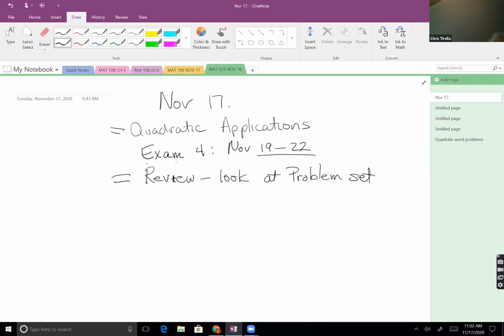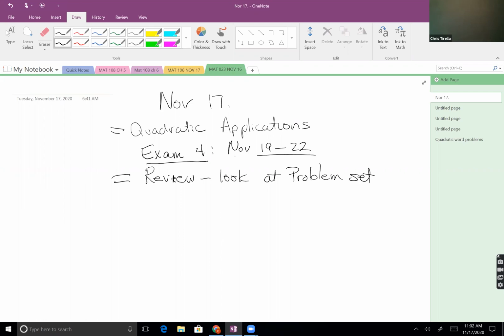And so that exam 4, I think on the schedule that I gave out at the beginning of the semester, said the exam was going to be on the 19th. And so it'll be available from the 19th till Sunday the 22nd for you to work on.